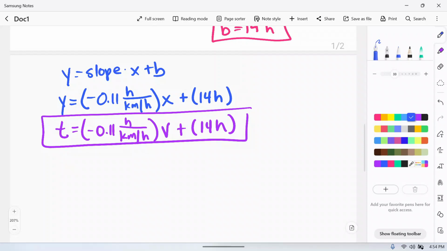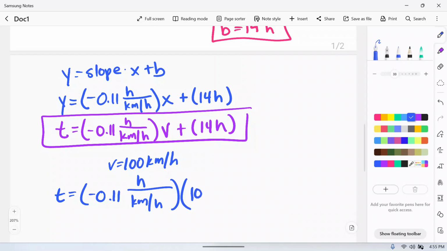For example, if I wanted to figure out how long it would take me to drive or something like that, if I was going a speed of 100 kilometers per hour, which is pretty fast, what I could do is plug in. So my t would be the negative 0.11 hours per kilometers per hour. My speed would be 100 kilometers per hour. And then I would add 14 hours. And so I can see that my kilometers on the bottom cancels my kilometers per hour on the top. That doesn't have a denominator, leaving me with just hours.